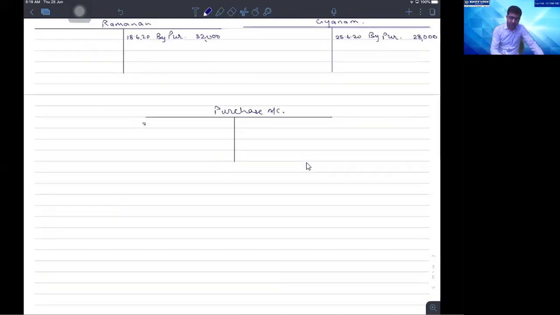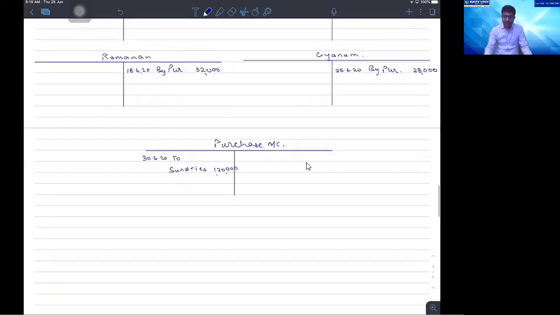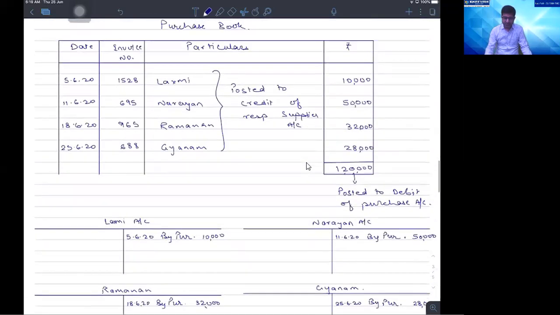Now I need to give the debit effect also. That will be on 30th June 2020, assuming the whole month is over, to sundry creditors or to sundries rupees 1,20,000. Why I'm using the term sundries? Because there are multiple creditors which have clubbed together. That's why I'm using the term sundry creditors. Is it right? So this is how you prepare the purchase book.